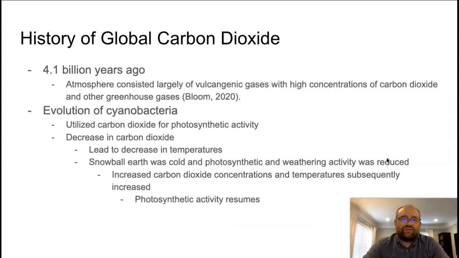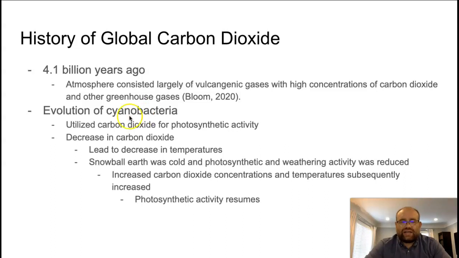So looking at the history of global carbon dioxide, about 4.1 billion years ago, the atmosphere was largely formed by the result of gases from volcanoes. And these had high concentrations of carbon dioxide and other greenhouse gases, like nitrous oxides, water vapor, and methane. And with that high concentration of carbon dioxide, some of the first successful forms of life evolved, and those were known as cyanobacteria. Cyano for the color blue, and bacteria as the prokaryotes. They don't have membrane-bound organelles.